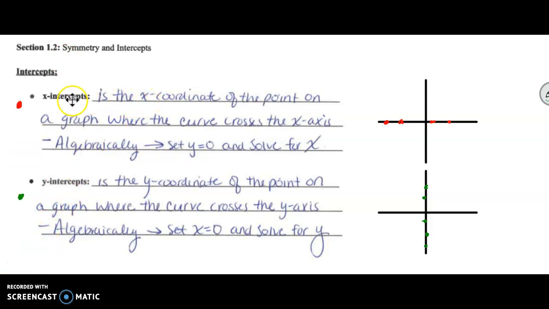Just a quick definition of x-intercepts and y-intercepts. You guys know what these are. The x-intercept is where the graph crosses the x-axis, which I labeled as red dots for you. We set y equal to 0 and solve for x. Y-intercepts are on the y-axis, and you set x equal to 0 and solve for y.